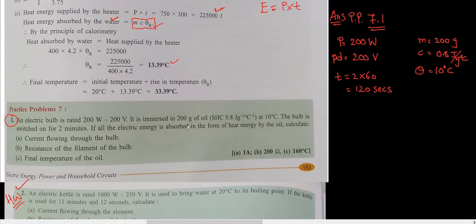Now, if the electrical energy is absorbed in the form of heat energy by the oil, calculate the current flowing through the bulb. So we have to find out I and find out the resistance of the filament. So we have to find out R as well as the final temperature theta R.